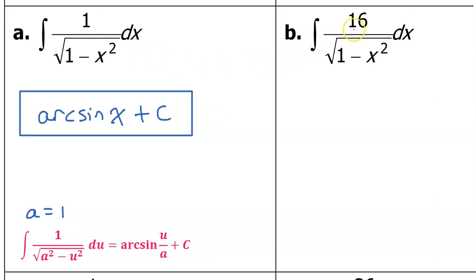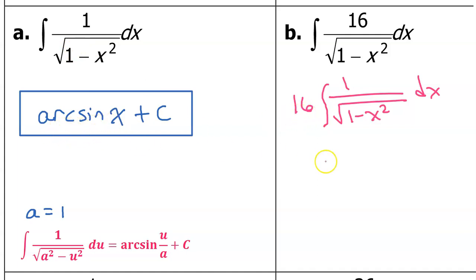Comparing with part B, we see the 16 in the numerator instead of the 1. We will bring the 16 out in front of the integral, leaving behind 1 over the square root of 1 minus x squared dx. So we now have the exact same expression that we had in part A, just with a 16 in front of it. So guess what? We will have the exact same answer as part A, arcsine x plus c, just with a 16 in front of it.